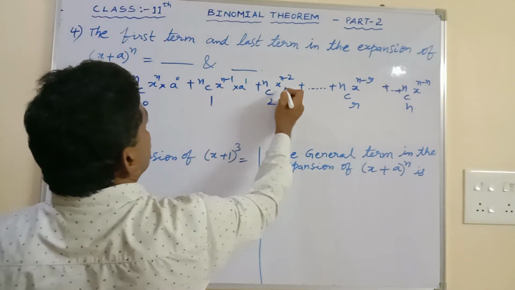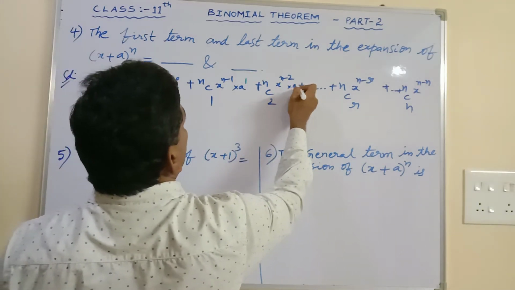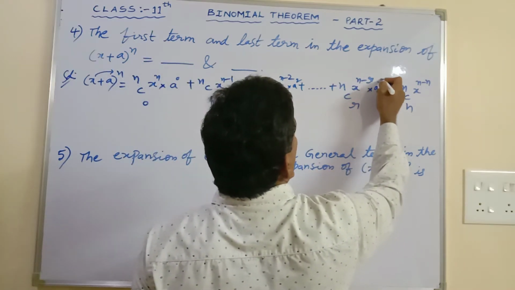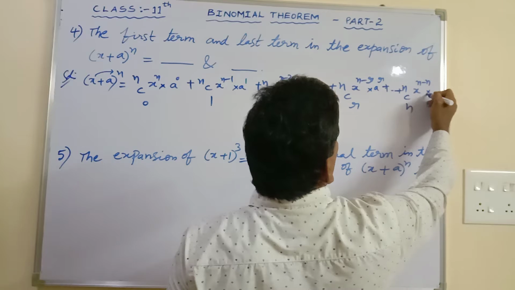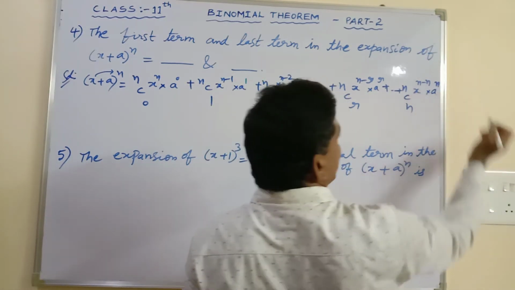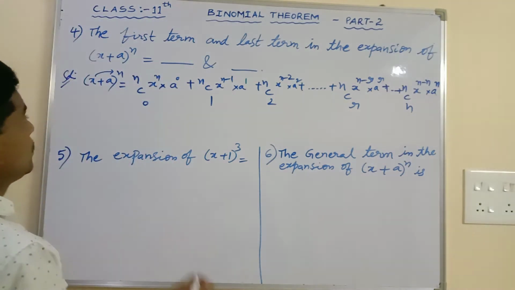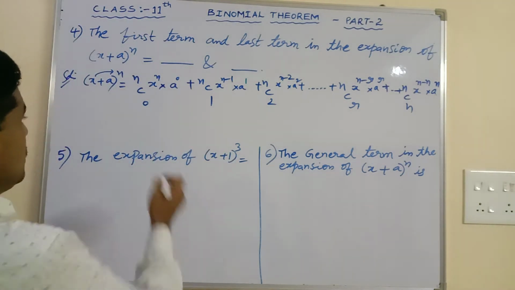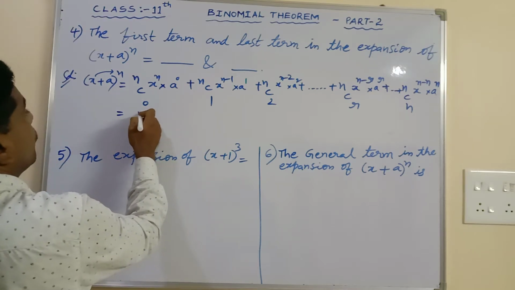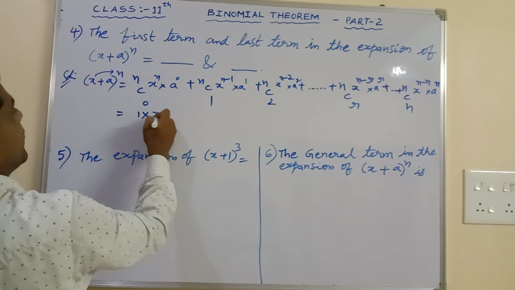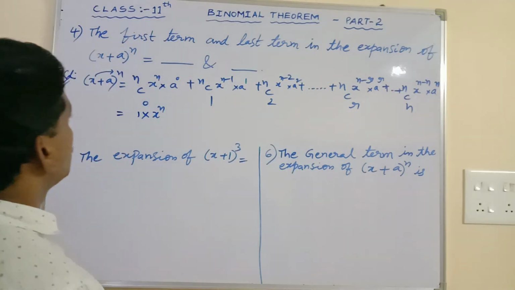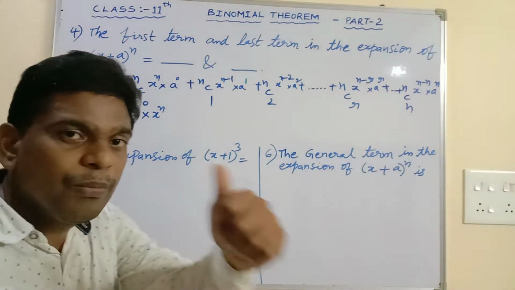A power 1. This is a square. Okay, and so on. A power r. So finally, it will be increased. So it ends with a power n. Okay, so if you observe here, nC0 value is 1 into x power n, a power 0 value also 1, we know that. So how does nC0 value become 1?